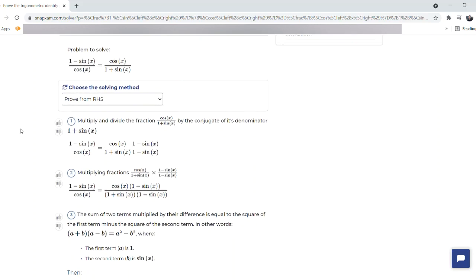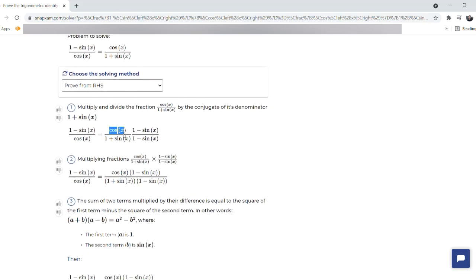We start from the right side, which is cosine divided by 1 plus sine, and we apply the same trick. We multiply by 1 minus sine of x divided by 1 minus sine of x, which is the same as multiplying by 1, right? We replace the 1 by a fraction of the same thing in the numerator and the denominator, because it's like we are multiplying by 1. And we are also multiplying by the conjugate of the denominator, right?